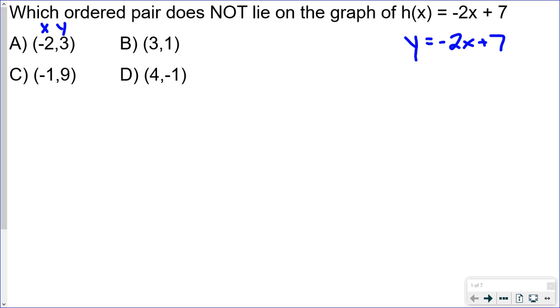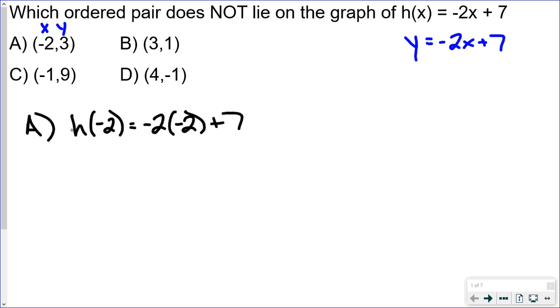So for this first one, this is answer A. They want you to plug in a negative 2 for x. All right, so I'd have h of negative 2 equals negative 2 times negative 2 plus 7. And actually, I shouldn't have written that. Look at this. What should go here is what the y value is. So the y value is 3. And so what I did here is I plugged in negative 2 for x. So that's where this negative 2 came from. And I plugged in 3 for y. So this is the input, this is the output.